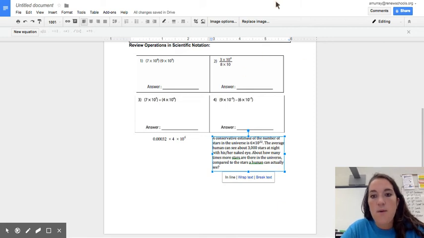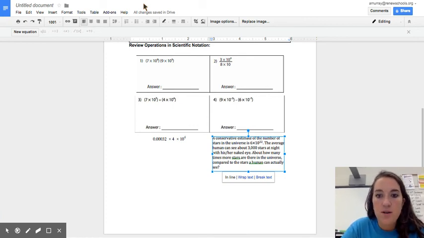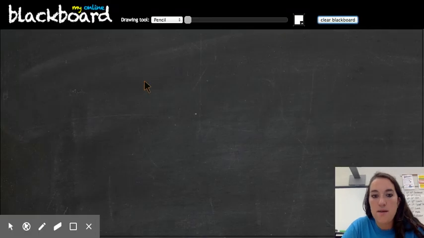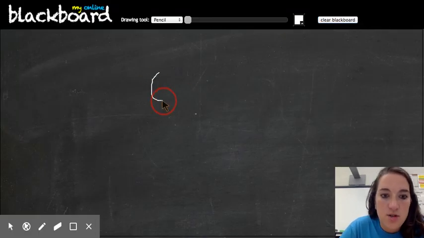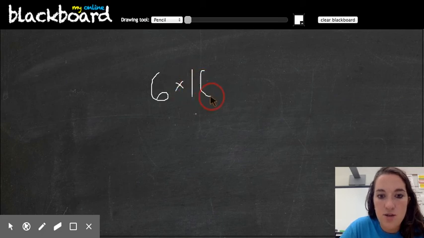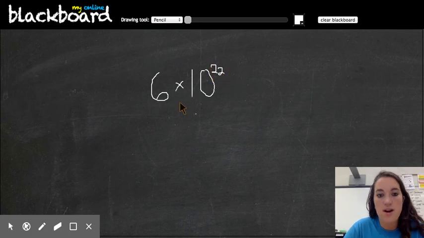All right, so we have a certain number of stars in the universe and a certain number of stars a human can see. How many times more stars? What operation are we doing? We're seeing how many times, so we're going to be doing division. So I'm going to take my bigger number, which is 6 times 10 to the 22nd power, because this is a huge number. You'd have to move that decimal 22 times.